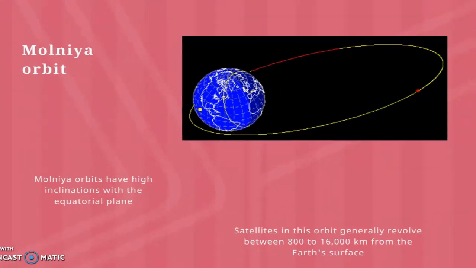The last one we are looking at is the Molniya orbit. This orbit is highly elliptical with respect to the equatorial plane of the Earth, and it lies somewhere in between the other two orbits, which is around 800 kilometers to 16,000 kilometers from the surface of the Earth.